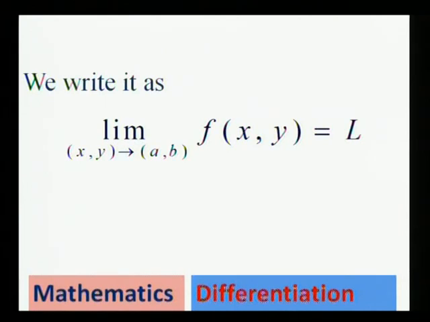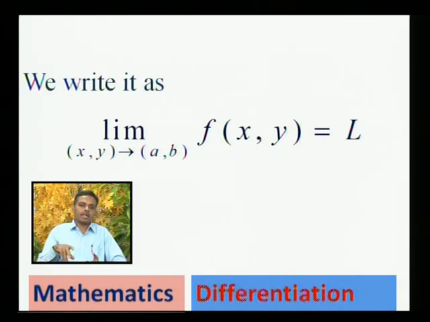Now here you can see this is a generalization of just one variable. In one variable we define the limit as the limit of f(x) equal to L as x tends to some value a. So this is a generalization from one variable to two variables, as we have generalized the function also. The definition of limit is similarly generalized from one variable to two variables.